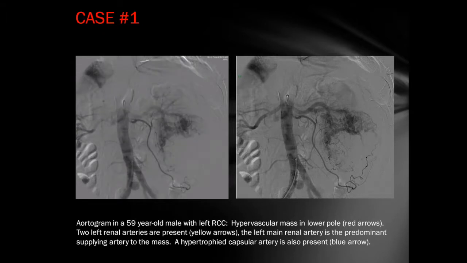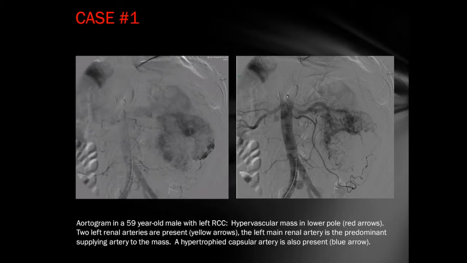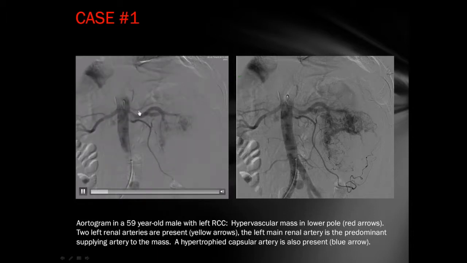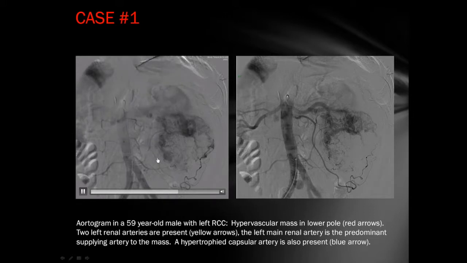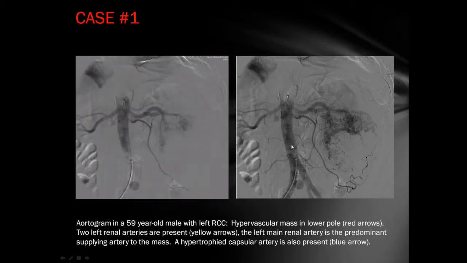This is a different patient with a large left lower pole renal mass. He's a 59-year-old male, referred to us for embolization prior to nephrectomy. The video on your left shows an aortogram where there can be seen two left renal arteries and a large inferior capsular artery supplying the tumor. The static image on your right shows this a little bit better.